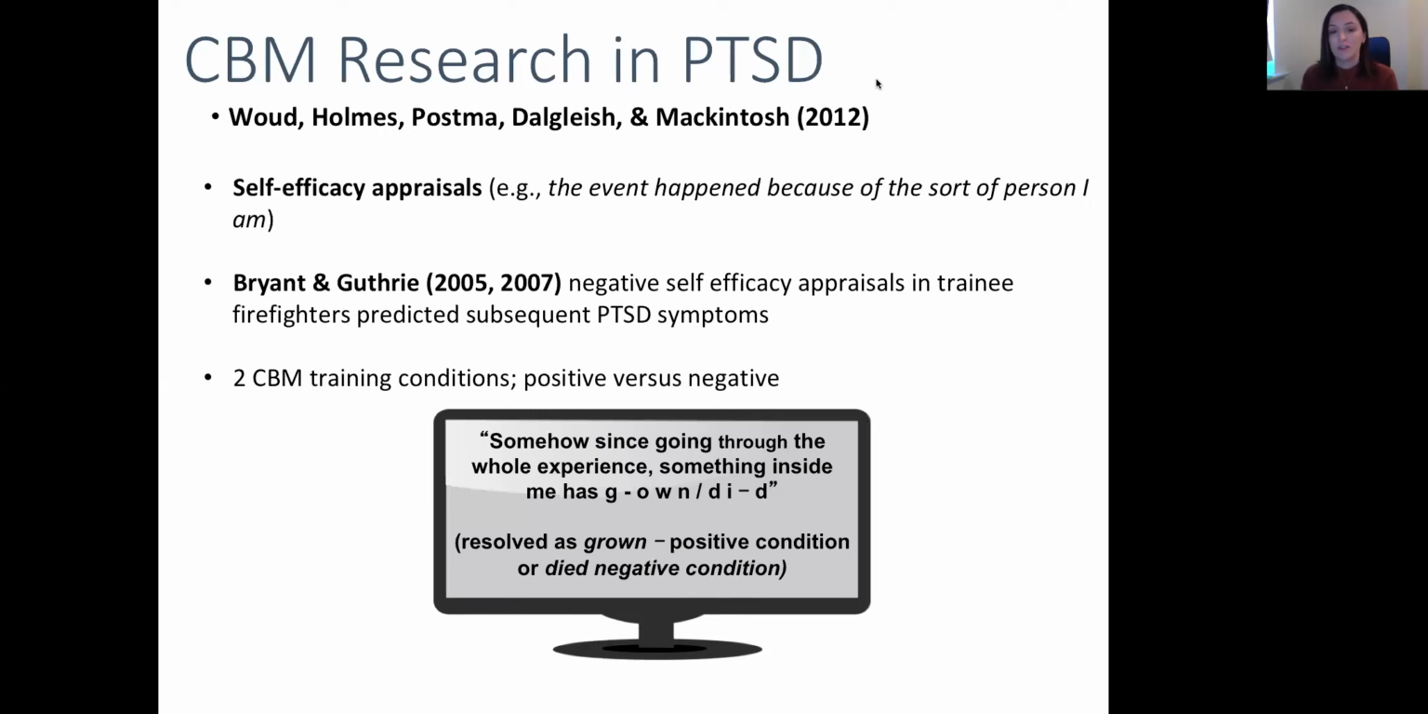So an example of what the training sentences look like is given here below. As you can see, the sentence says, "Somehow since going through the whole experience, something inside me has..." and it would be resolved as "grown" for the positive condition, which is then congruent with a healthy, functional appraisal, or it would be resolved as "died" in the negative condition, which is then consistent with a dysfunctional appraisal.